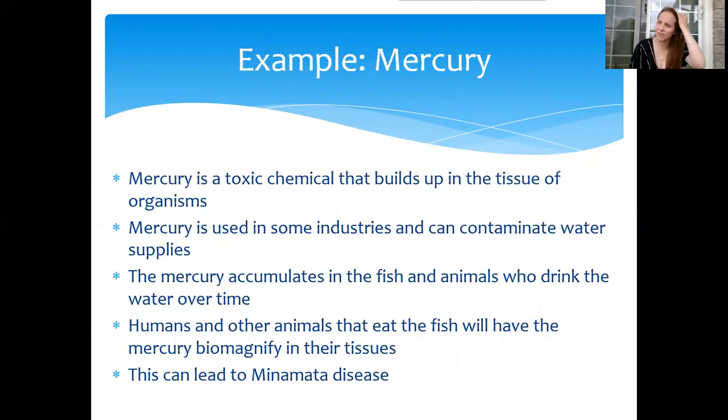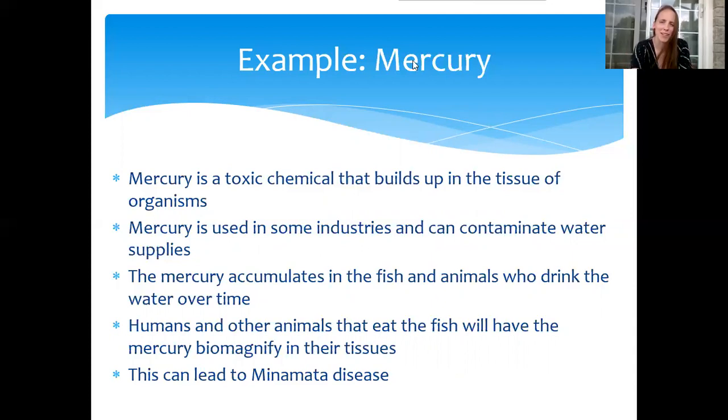Another example of a chemical that is known for its bioaccumulation is mercury. Mercury is used in different industries and can contaminate water. It tends to build up in fish and animals that drink the water, and then of course also anything that is going to be eating those fish or those animals. And it can biomagnify that way.